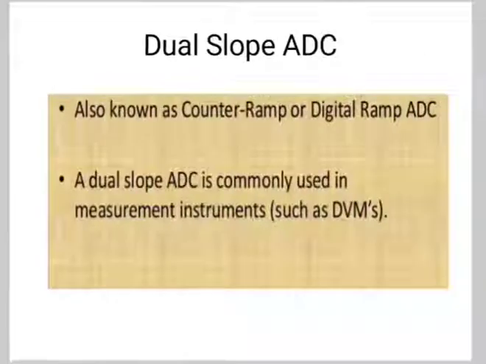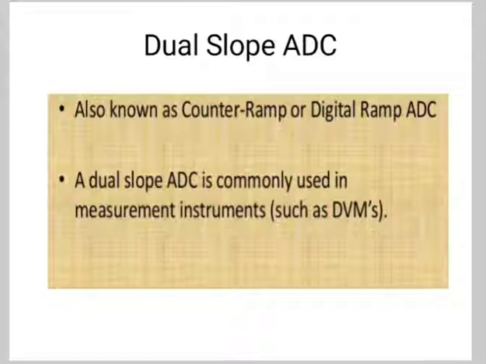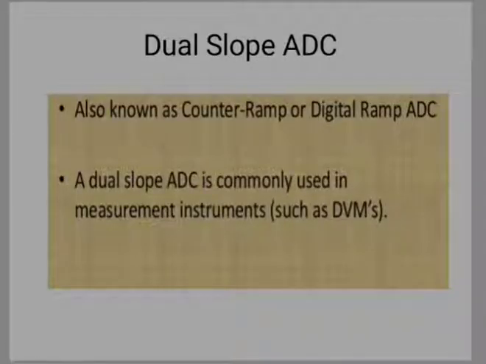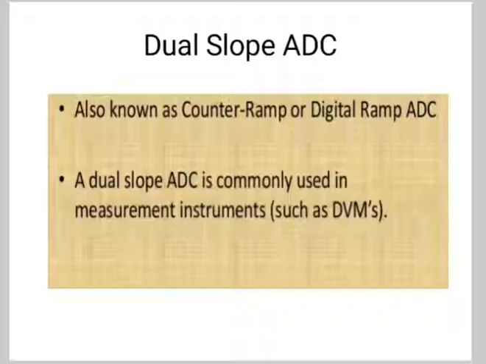So the next type is dual slope ADC. It is also known as a counter ramp or the digital ramp ADC. A dual slope ADC is commonly used in measurement instruments such as DVMs.